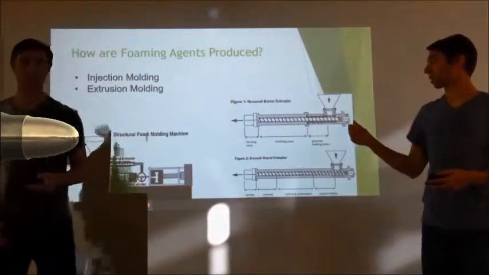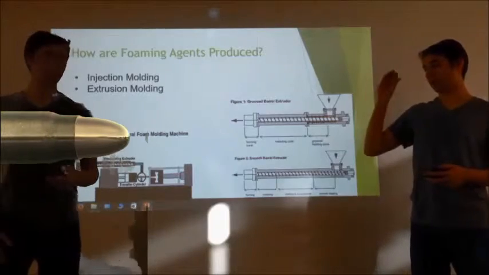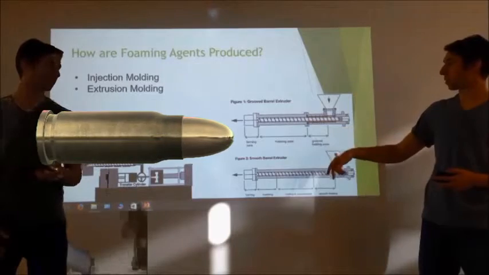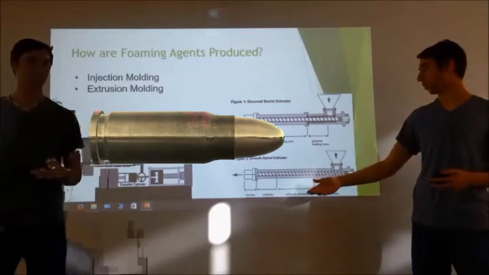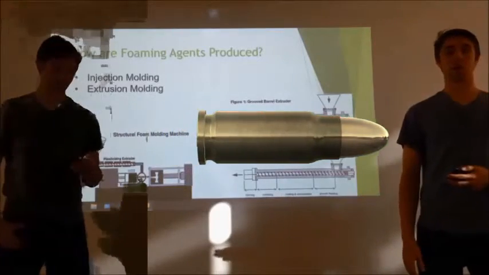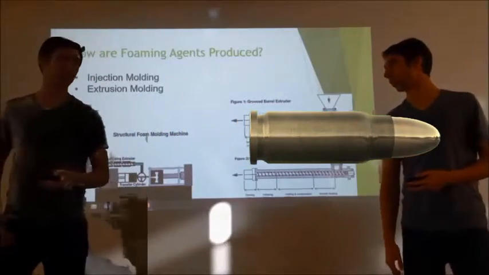On the other side of things is extrusion molding, which creates a long cylindrical tube of material. There's two different types, one being a grooved barrel, one being a smooth barrel. It provides a different texture to the different materials depending on the application you're using it for.